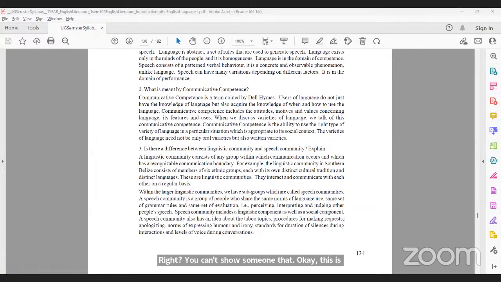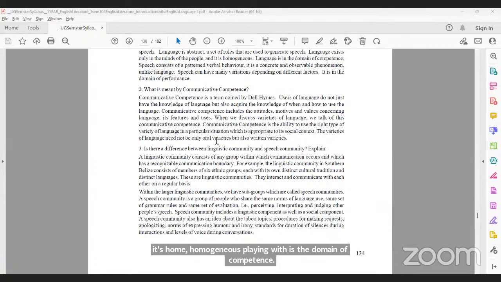But when you are using your mental faculties, your abstract knowledge about that language, in terms of speaking, and somebody is recording it, or somebody is listening to it and recalling it, or somebody is writing it on pen and paper, that will become speech. Isn't that so? It has been written over here, right? Language is abstract. Language exists only in the minds of the people and it's homogeneous. Language is the domain of competence.